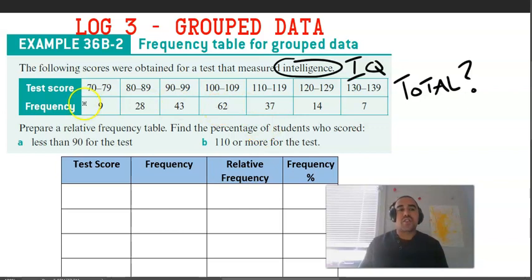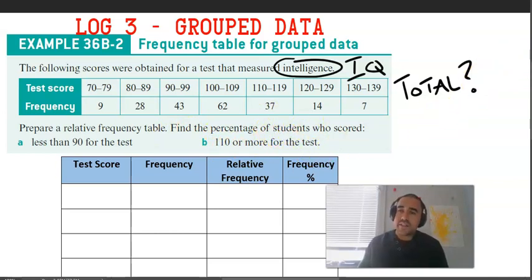So here are the test scores. If they got a test score between 70 to 79, there were 9 people that got that score. Between 80 to 89, 28. And this keeps going all the way to 130 to 139. So what we're going to do is prepare a relative frequency table. And then using that relative frequency table, we're going to find the percentage of students who scored less than 90 for the test, and also 110 or more for the test.